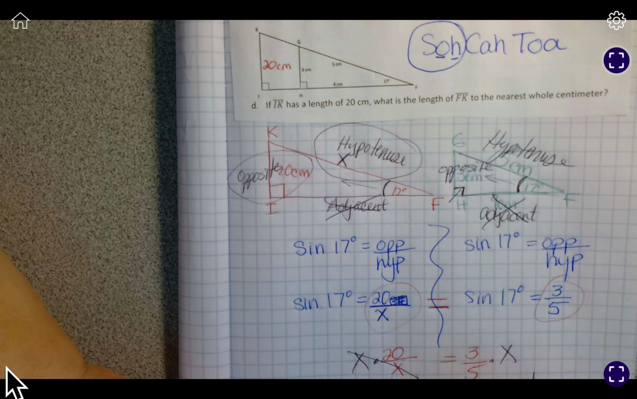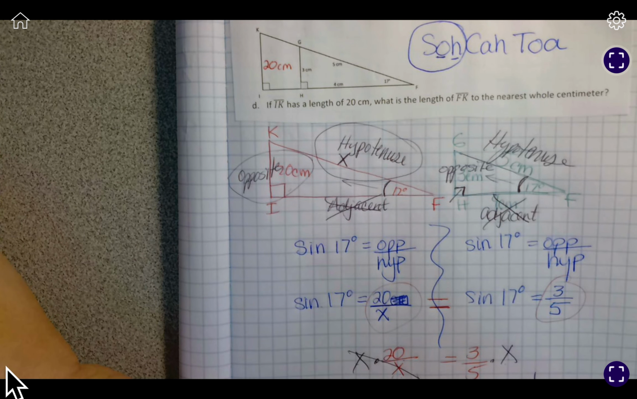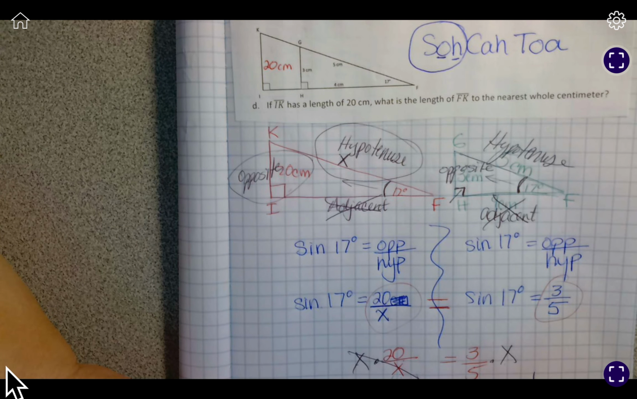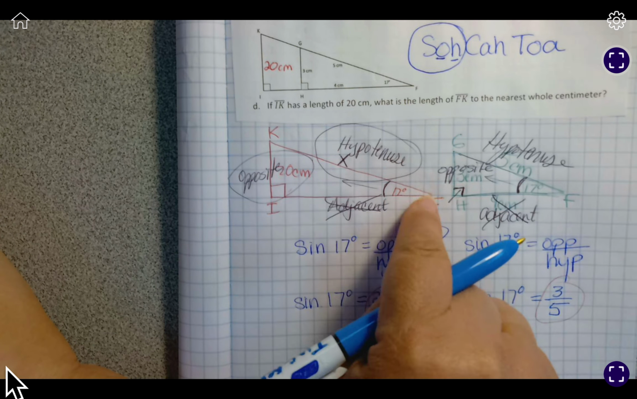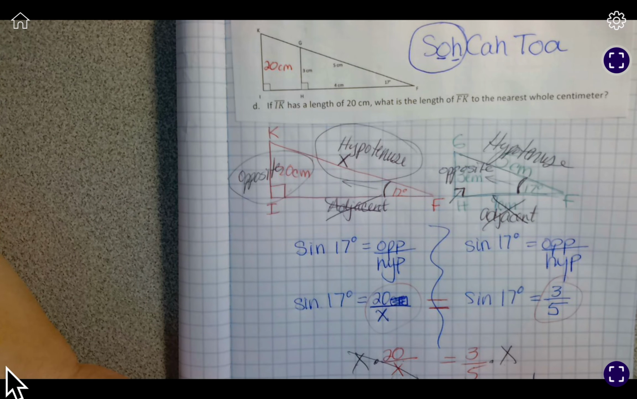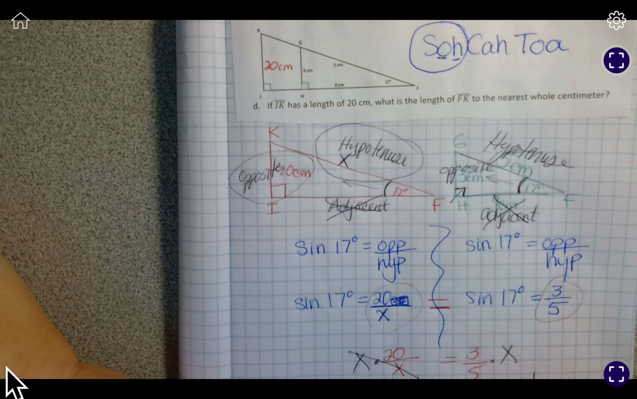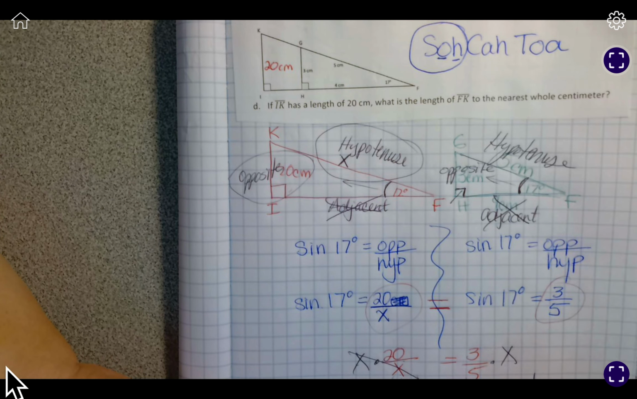And so we write our final answer. X, which is this side, which is FK, segment FK measures 33.3, and these are all centimeters, so it's centimeters.